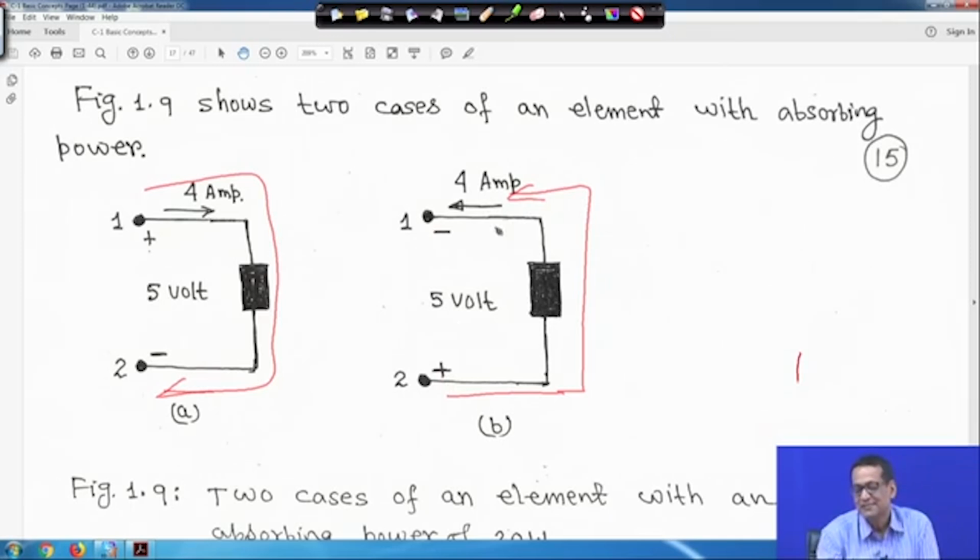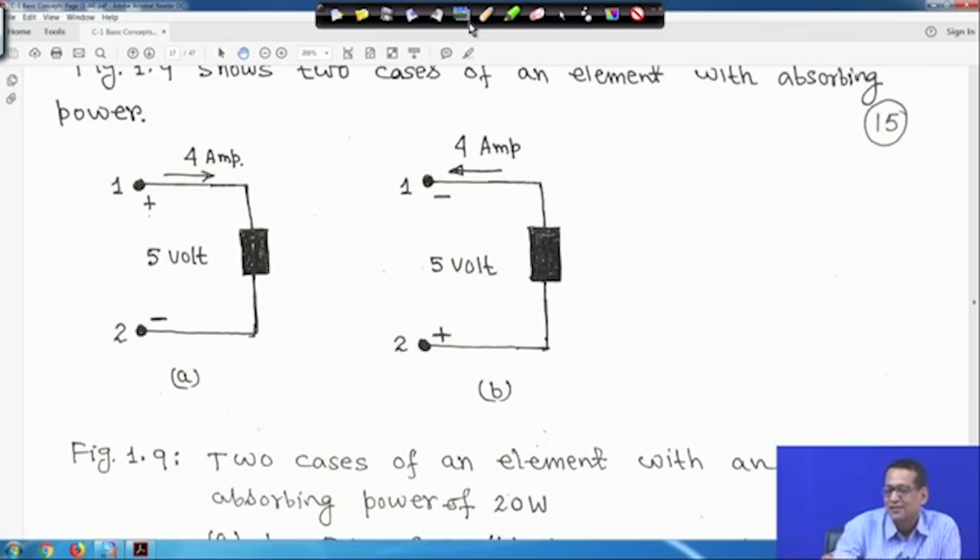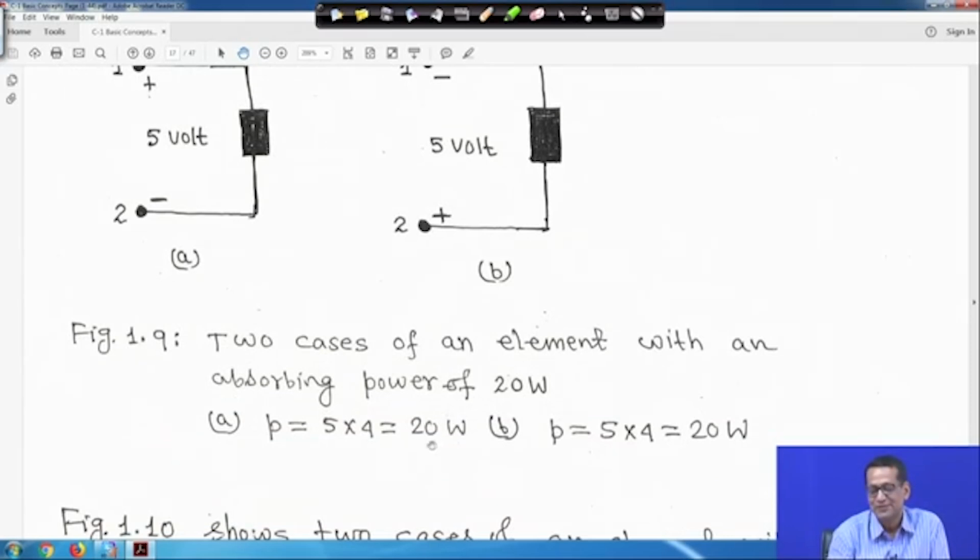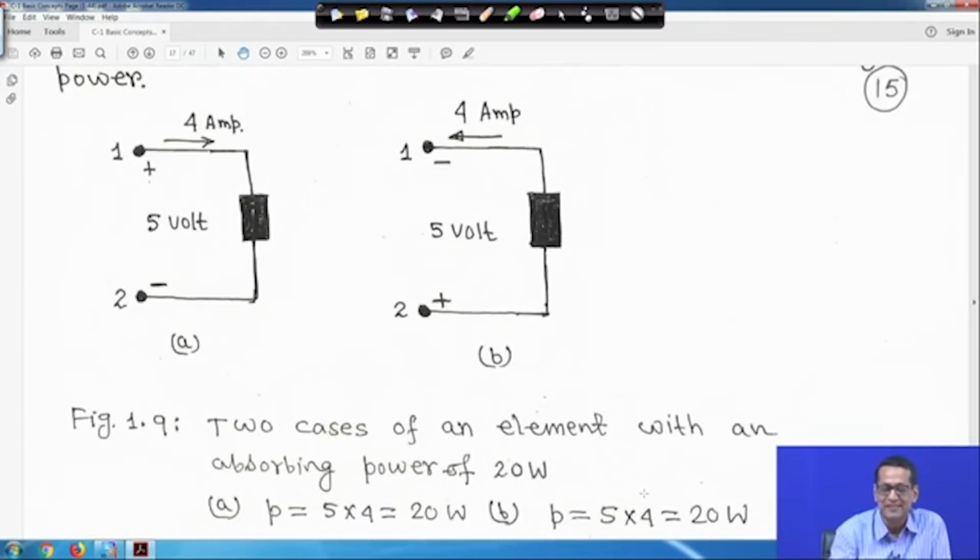So in this case also P is equal to 5 into 4, that means 20 watts. So in both cases the element is absorbing power, right. Both circuits are absorbing the power. I hope you have understood this. In both circuits P is equal to 20 watt, 5 into 4, here also 5 into 4. The only thing is that current enters the positive terminal, here also it goes like this, I showed you. You should understand this a little bit, then things will be easier for you at a later stage.